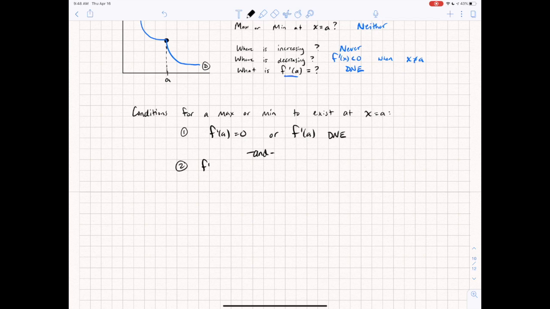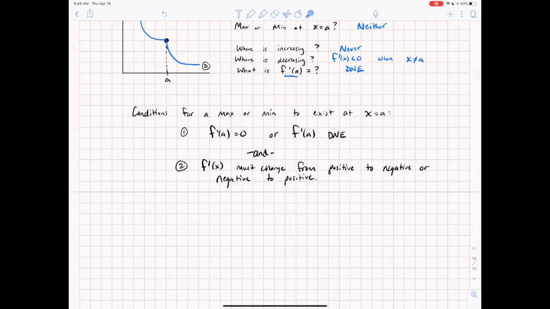It's that f prime, the derivative, must change from positive to negative or negative to positive. Right? This has to happen. There has to be an increase to a decrease, or a decrease to an increase, for there to be a max or a min. All right, and this condition right here, we're actually going to look at this more in part 3 of the video, and we're really just going to end this video right here at this point.